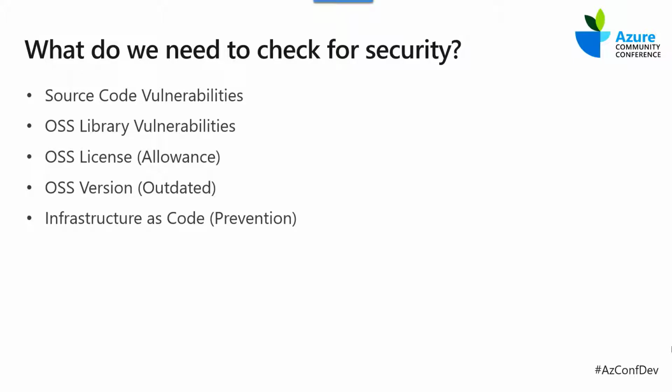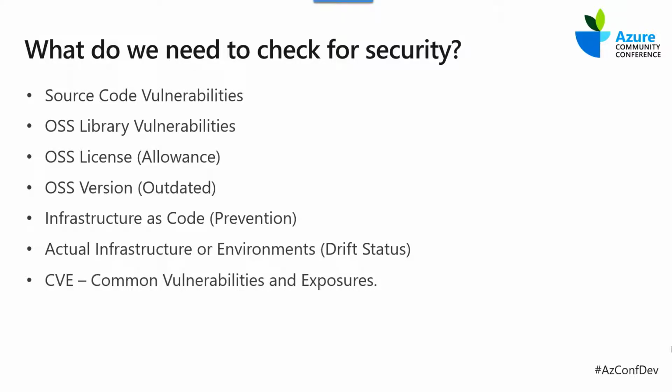We also need to make sure that our infrastructure as code is secure, which means that this code is going to produce a secure environment. So when I create an environment based on this code, it will be secure. And this is usually used for preventing the creation of insecure environments. We also need to check the actual environment, which means measuring or understanding the drift status. Because, for example, now we check our infrastructure as code and create the environment, but for any reason this environment may change, and we need to measure the drift status between the baseline and the current status of the environment.